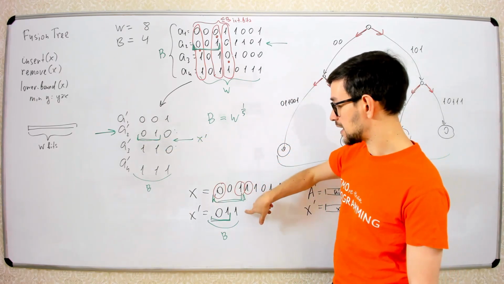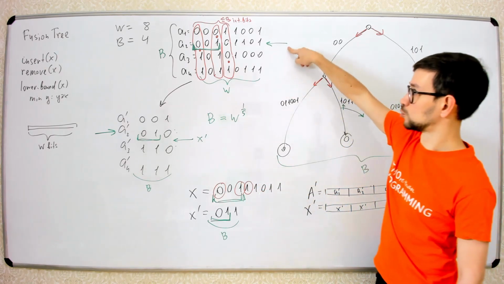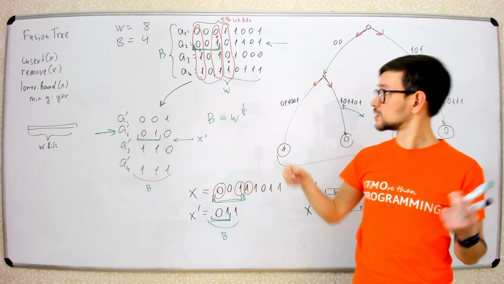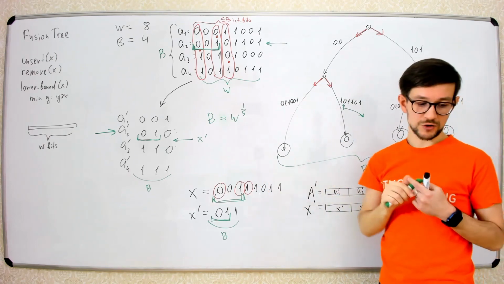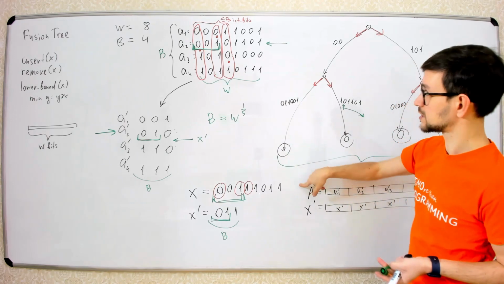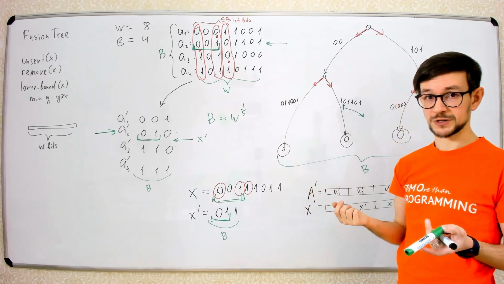Now I take this X and A2. So I put back all removed bits. So I have this long integer here and long integer X. And then calculate the maximal common prefix of X and A2. And it will give me the maximal common prefix.